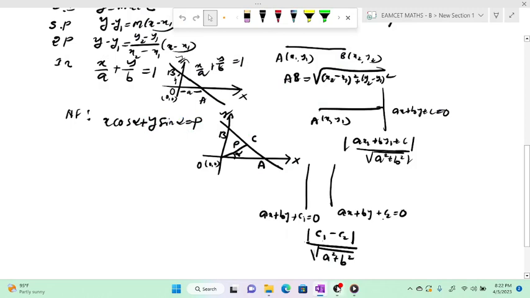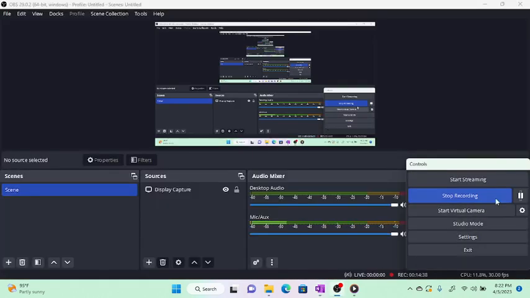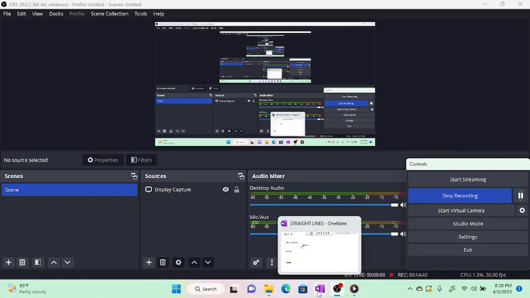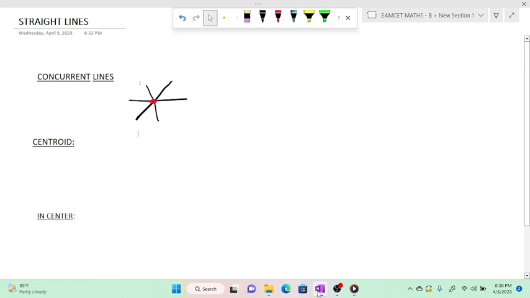Next one is concurrent lines. Concurrent lines means two or more lines passing through the same point. Suppose this is the point P. Here we have three lines, and these three lines are passing through the same point P. So these three are called concurrent lines.